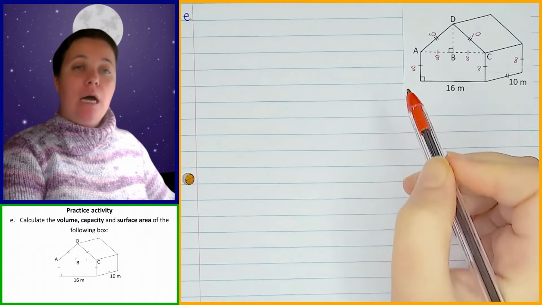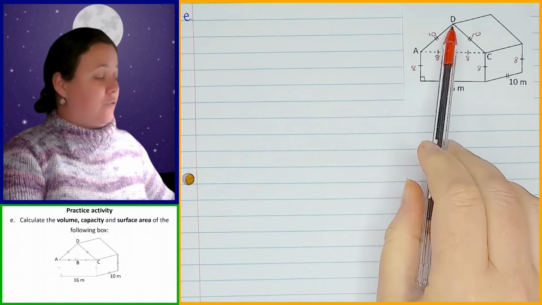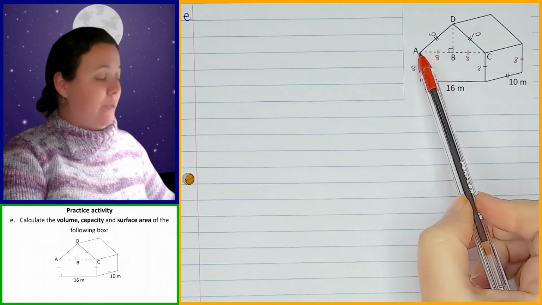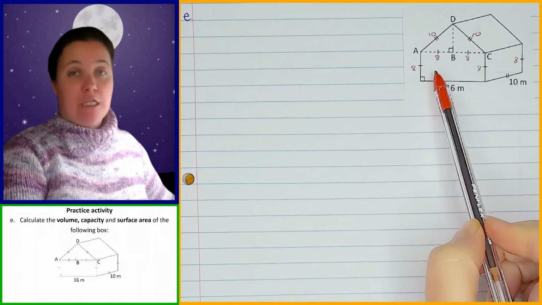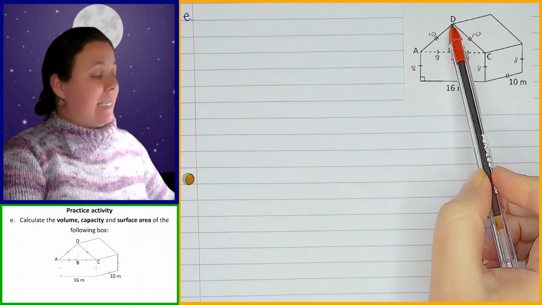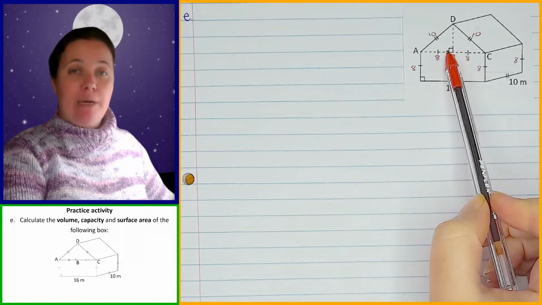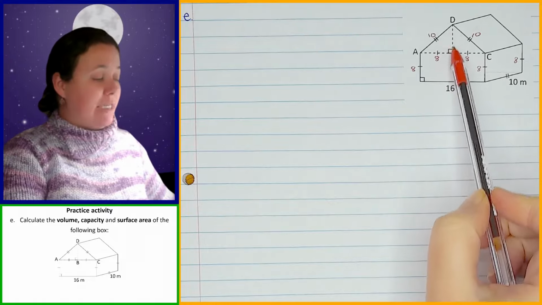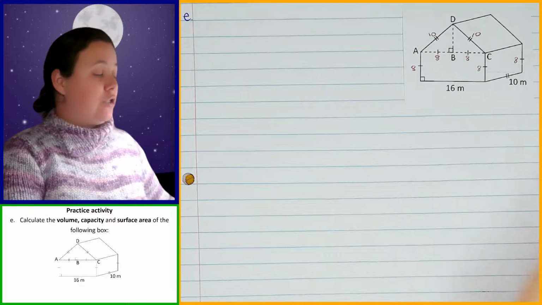So now, to work out my volume, I need to work out the area of the base. So the base is made up of a rectangle, which is length times breadth, plus a triangle, which is half base times the perpendicular height. But I don't know the perpendicular height yet. I need to go and work that out using the Pythagorean theorem.